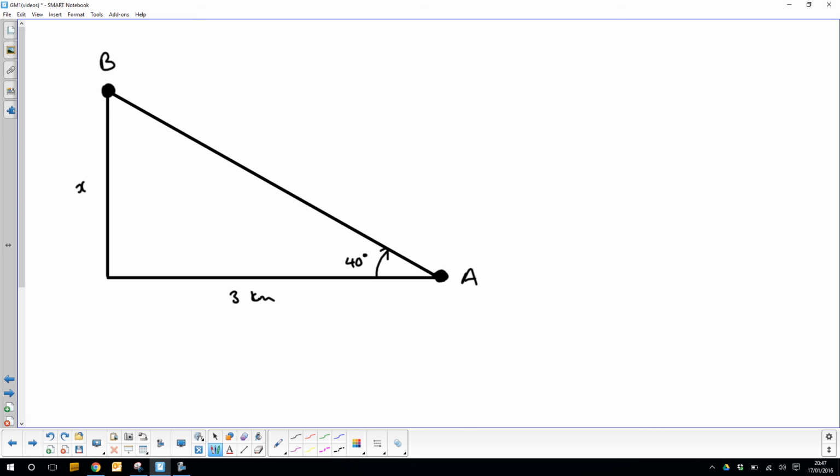Okay, so solving this, we've got tan 40 equals x over 3, as it's opposite over adjacent. So 3 tan 40 equals x, and that is 2.517 kilometres. So it's 2,517 metres in the air.